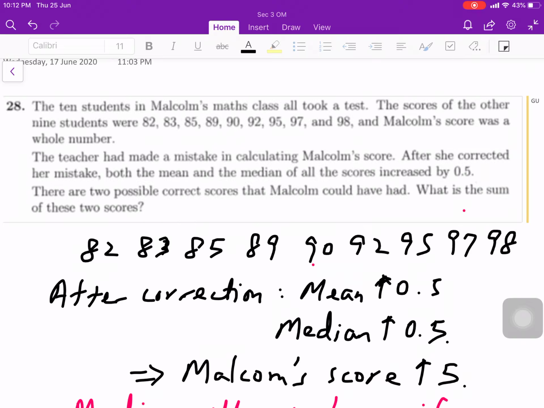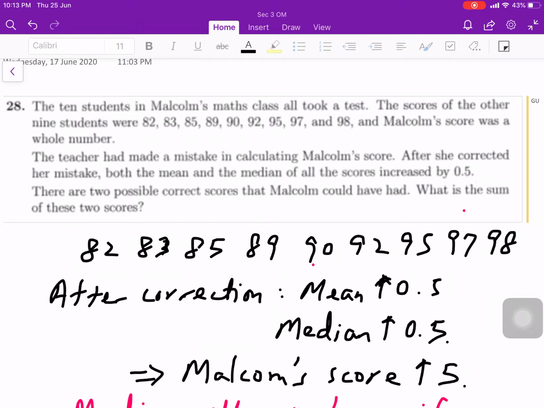Let's look at the 9 scores. The 9 other scores: 82, 83, 85, 89, 90, 92, 95, 97, 98, right? Then it says that after the correction, the mean increased by 0.5, and the median also increased by 0.5. After correction, the mean increased by 0.5, so the total score for the 10 scores increased by 5, because 0.5 times 10 gives you 5.